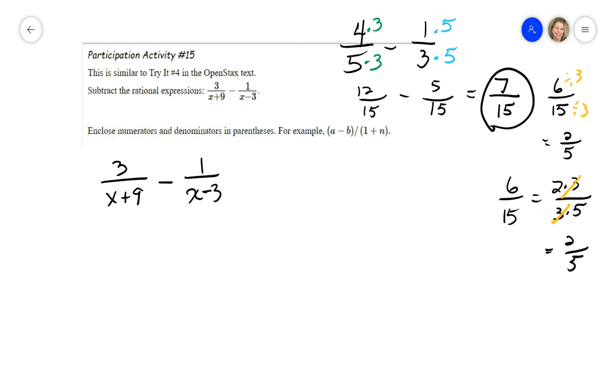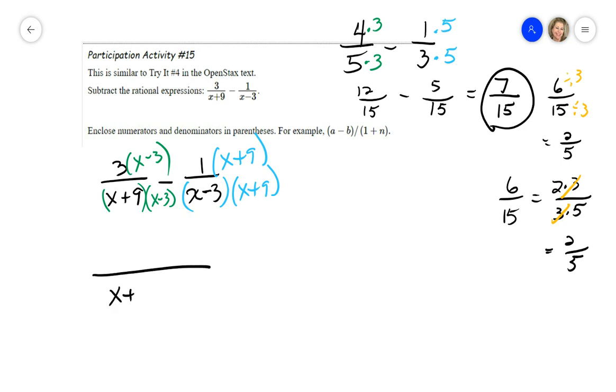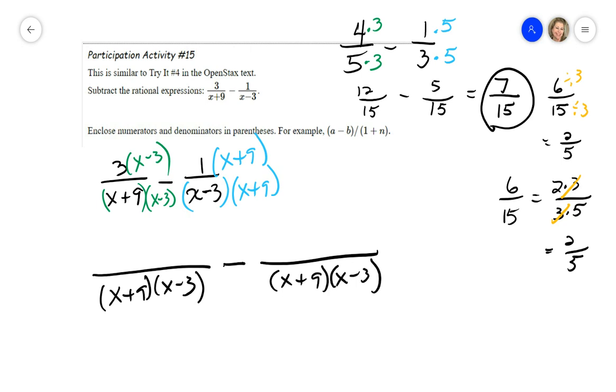When I look at my denominators of x plus 9 and x minus 3, they're like prime binomials. They don't factor. There's nothing you can factor from them. So I'm going to multiply the first one by the second one's denominator, and then the second one times the first one's denominator. Okay, so I'm going to have an x plus 9 times an x minus 3 minus, oops, the second fraction has the exact same denominator, and you can write it in either order, it doesn't matter.